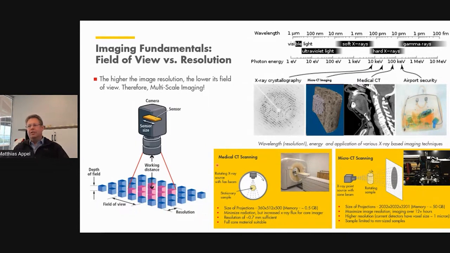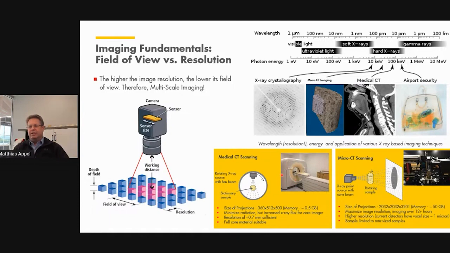The example is shown here again for X-ray scanning, or basically X-ray based imaging techniques, ranging from the high energy application for airport security, or what you see in medical CT imaging, to our micro CT imaging that we already talked about, and to X-ray crystallography. So much higher resolution because the wavelengths are much shorter, and correspondingly the photon energy is lower. And we already spoke a little bit about the comparison between medical CT scanning done at a higher energy compared to micro CT scanning done at a lower energy.